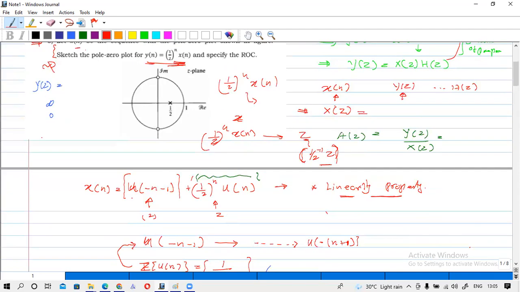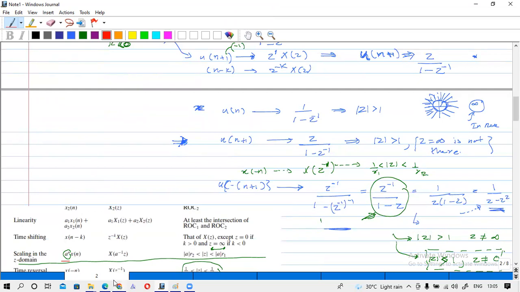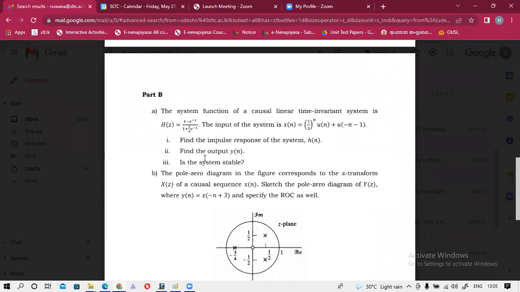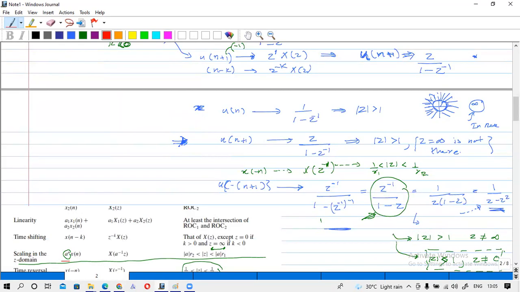Okay, please try this by yourself, and I think part 2 also you can try by yourself. Part 2, I think this one I didn't mention here. This system is stable or not. Actually it is very simple.